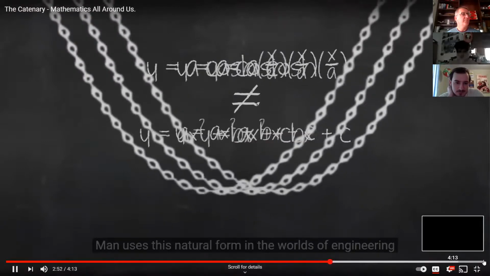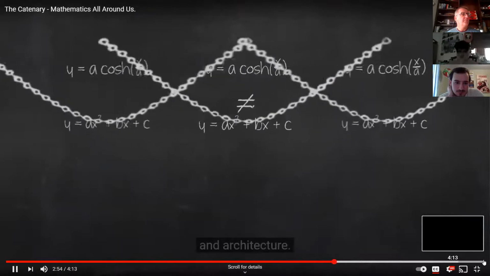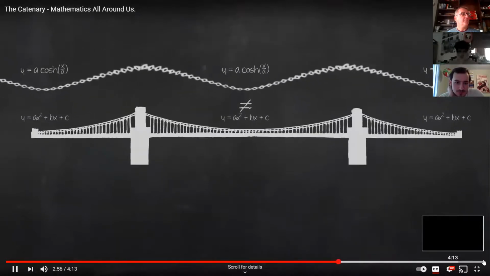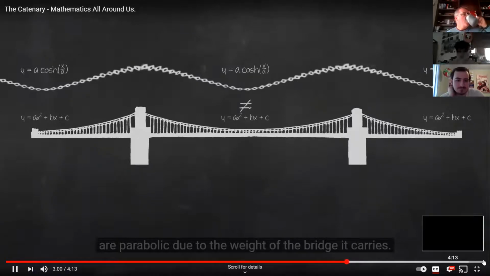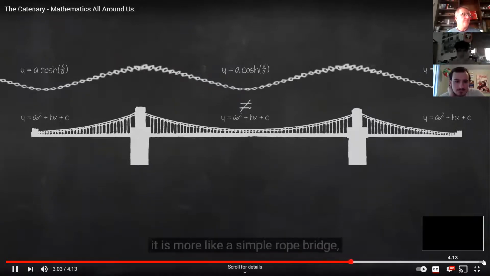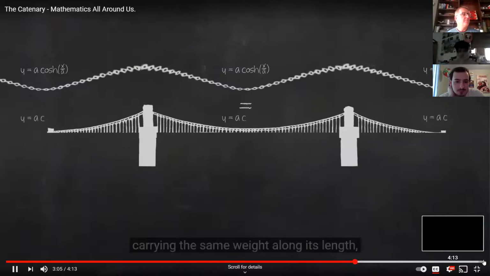Man uses this natural form in the worlds of engineering and architecture. For example, the wires of a suspension bridge are parabolic due to the weight of the bridge it carries. But without this weight, it is more like a simple rope bridge carrying the same weight along its length and will again be a catenary curve.